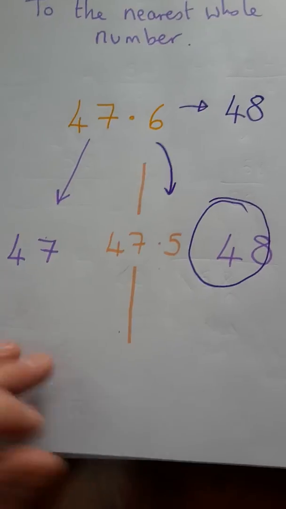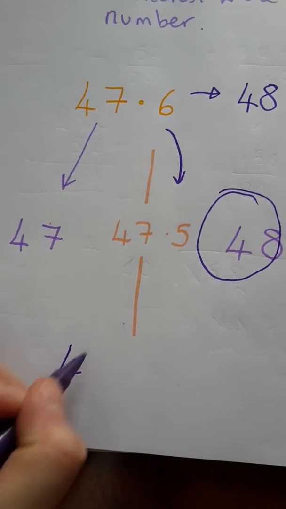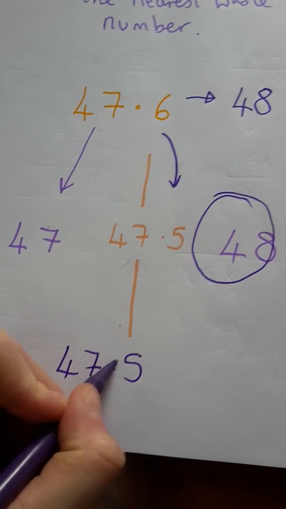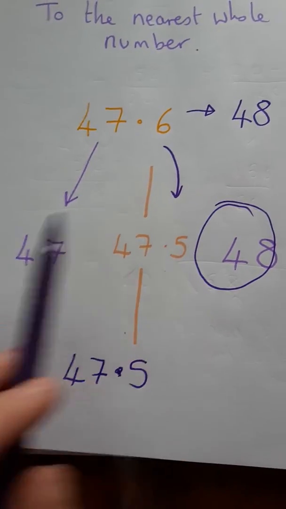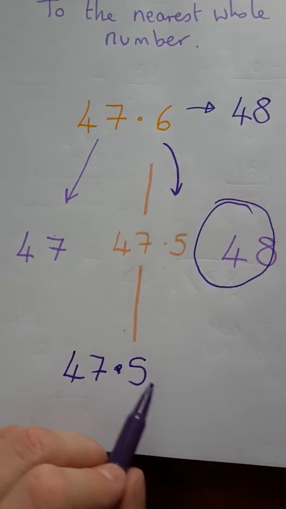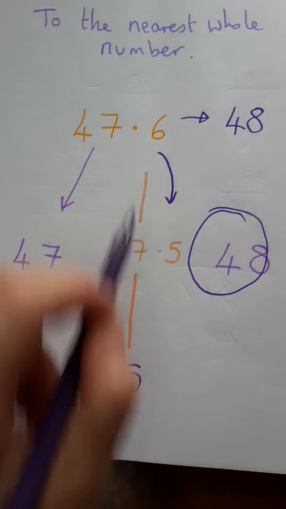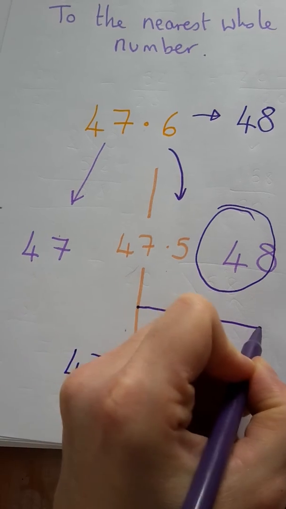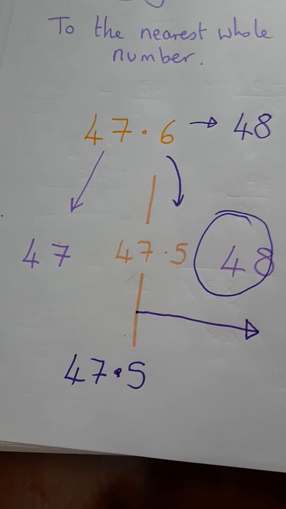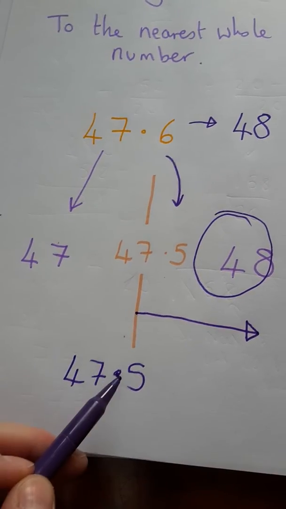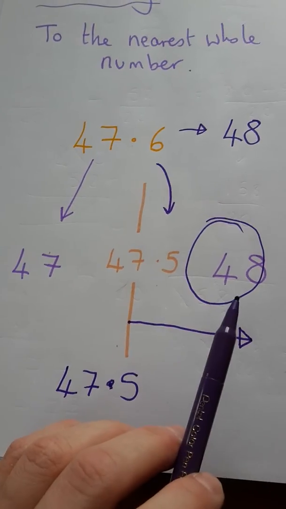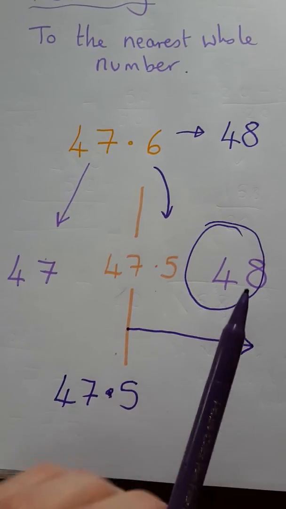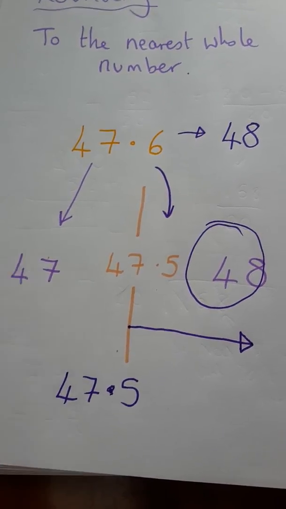There's only one special case. If they did give you 47.5, or any midpoint between the two numbers, and ask you to round it, if it's the midpoint, you always round up. So anything from this line, you round up. So 47.5 is classed as being closer to 48 rather than 47.